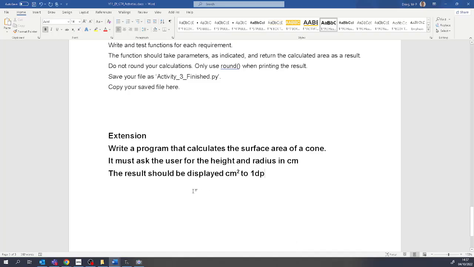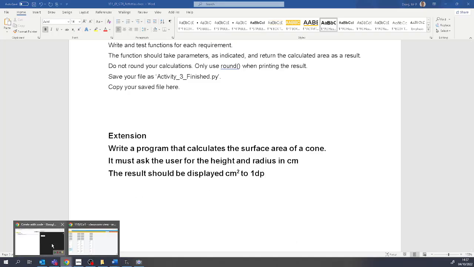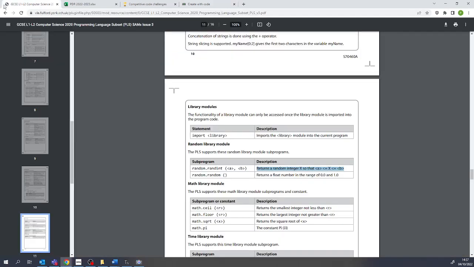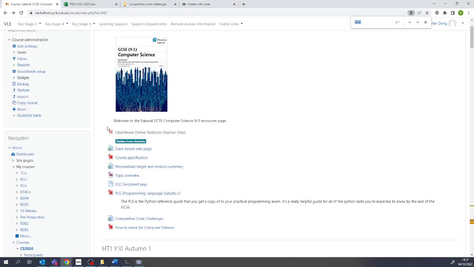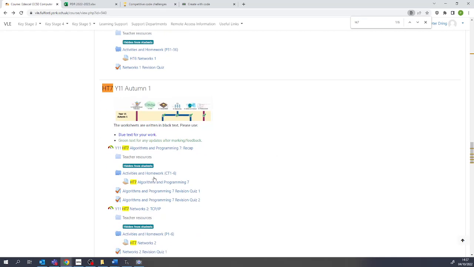Good luck. And then when you're finished, it needs to be submitted to half term 7, algorithms and programming 7, this one just here, please.